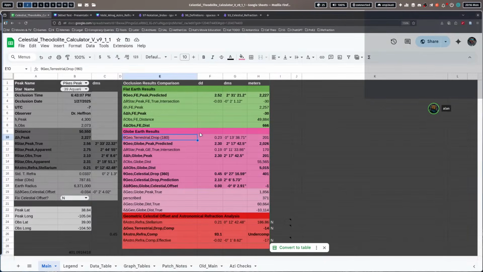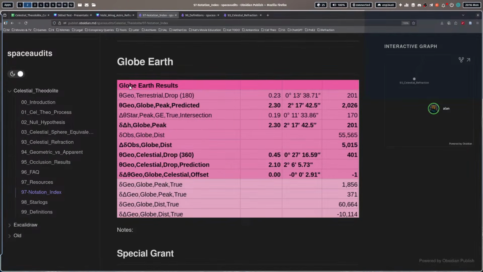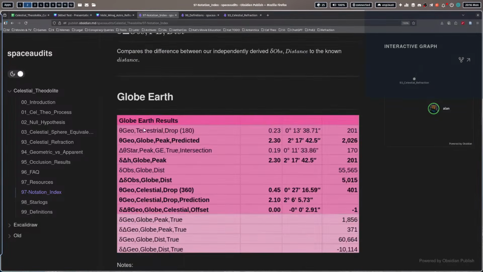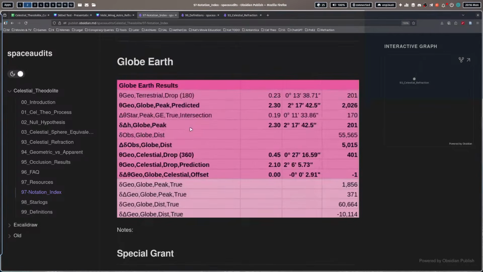Now we go over how we're doing the globe. So we got some notation here. We got some theta geo terrestrial drop 180, theta geo globe peak predicted, delta theta star peak true, or globe earth true intersected. So we're just kind of replicating the same situation here. But what we're doing here is we're using the equation 180 times the distance over 2 pi r to get how much angular drop and or a drop over distance in meters, because you can convert it to meters in that. So how much drop over distance there is for that.